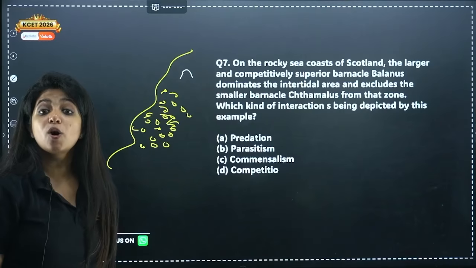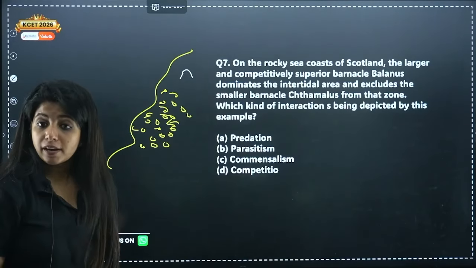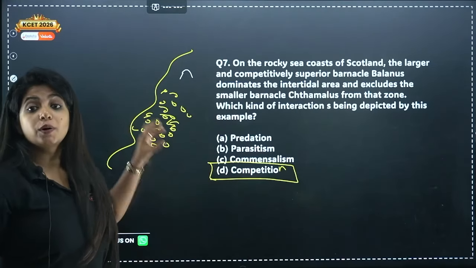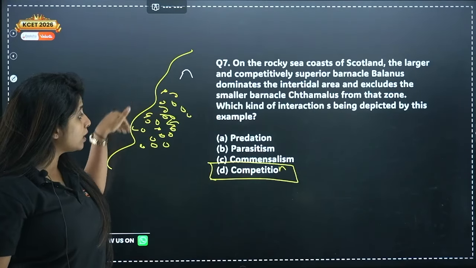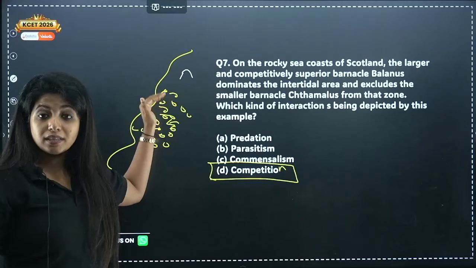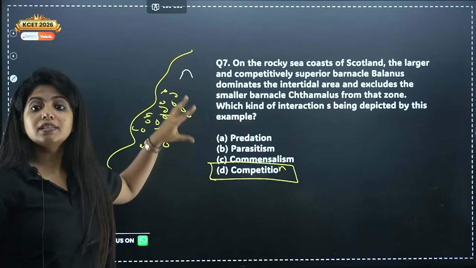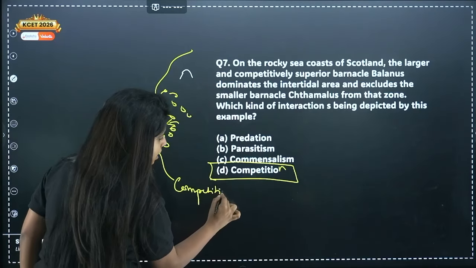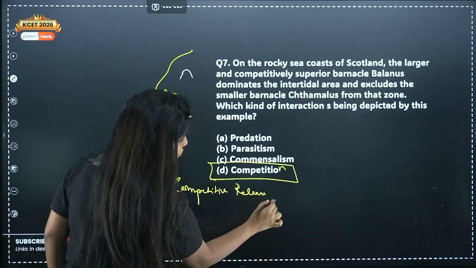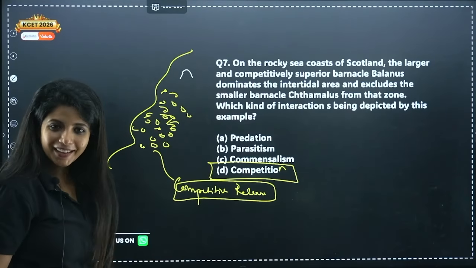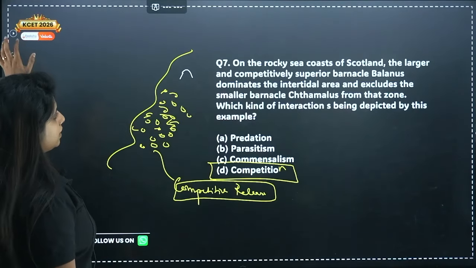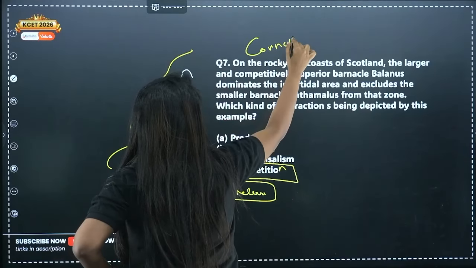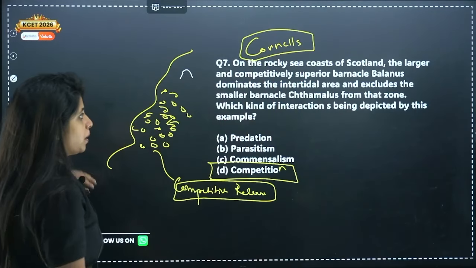What is happening over here? Competition. Not predation, not parasitism. It is competition that is happening over here. And if at all you are asked, what is this process known as, where basically they are utilizing the whole of the resources once the other organisms are moved away, it is utilizing everything. This is known as competitive release. Okay? Yes. And this was Connell's experiment. So if at all you are asked about which experiment, it is Connell's experiment.